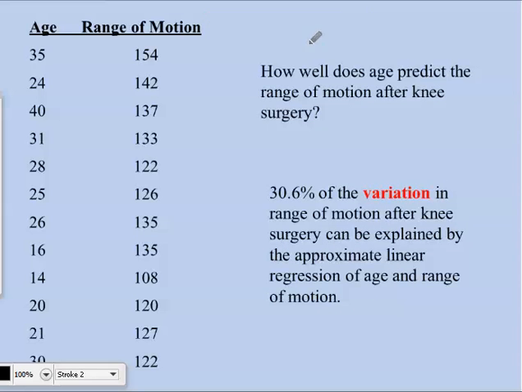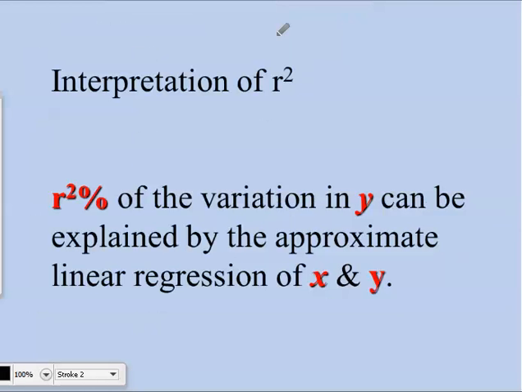Okay? So 30.6% of the variation in range of motion after knee surgery can be explained by the approximate linear regression of age and range of motion. Wow. Okay? Let's look at that from a different perspective. The r squared is a percent of the variation in y that can be explained.